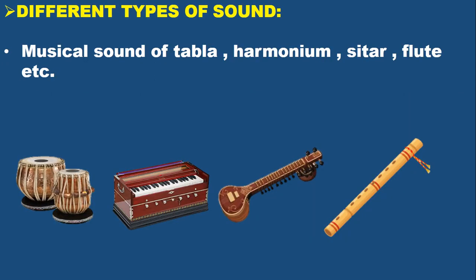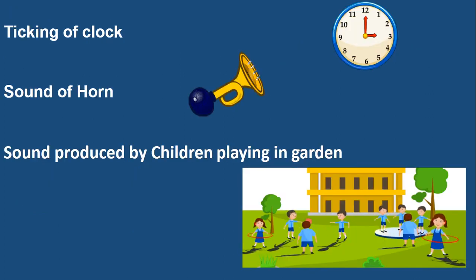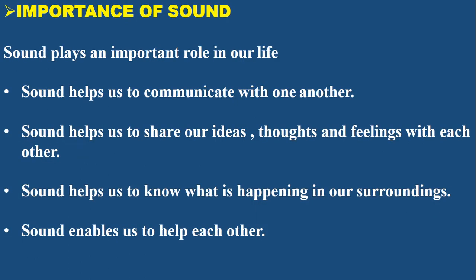Students, we hear different types of sound in our environment which is generated by tabla, harmonium, sitar, flute. We also hear the sound of clock. We hear the sound of horn. As in the picture you can see that the children are playing, they are also producing the sound.